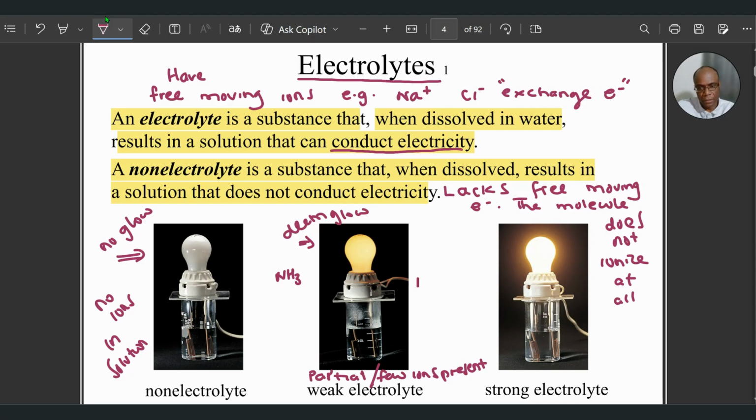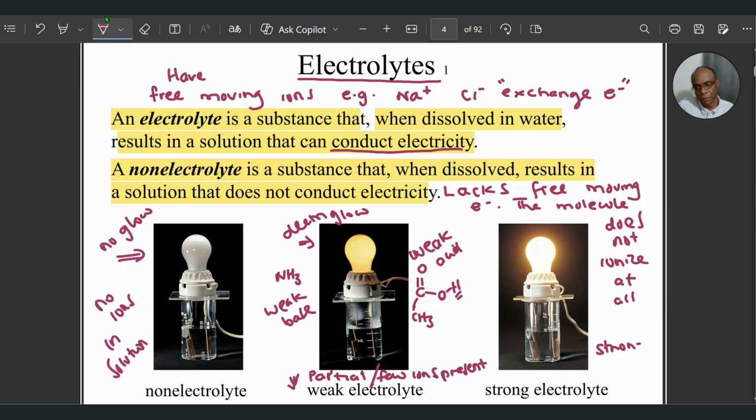Let me give you another one. The active molecule in vinegar, ethanoic acid or acetic acid, it partially ionizes. It's a weak acid. So you can say that weak bases, weak acids. Ammonia is a weak base. Acetic acid is a weak acid. So weak bases, weak acids will generally give you weak electrolytes.